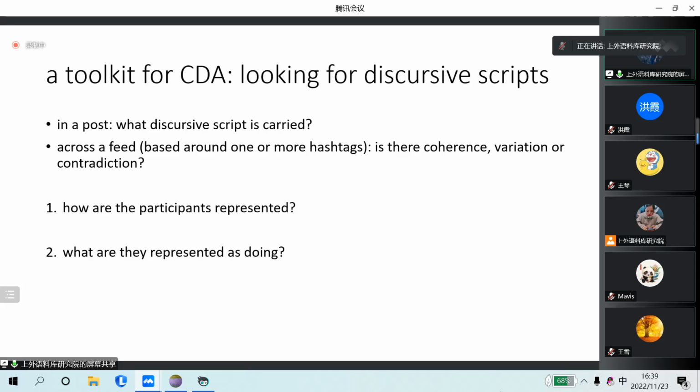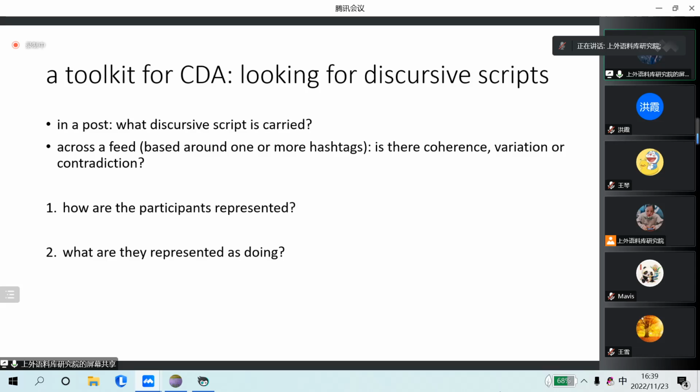So it represents a toolkit for CDA, where you go and look for the discursive scripts in instances of communication. If you look at a post, you can say what kind of discursive script is being carried here. And if you look across the feed, and a feed could be one hashtag that you follow or multiple ones, you can try to figure out, is there a coherence here? Are people saying some of the same things? Or is there variation or even contradiction? And if so, why?